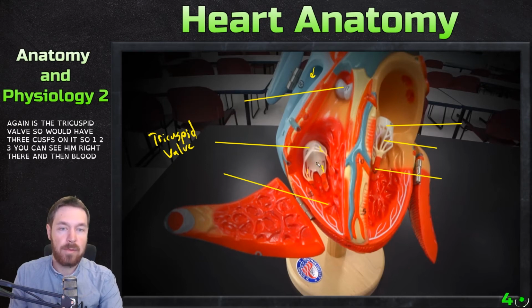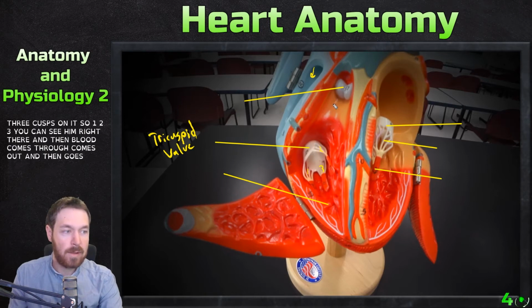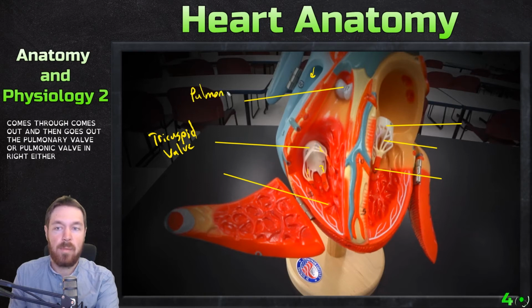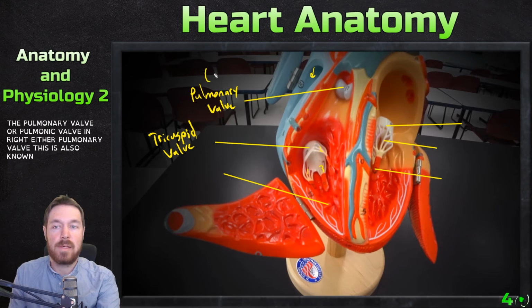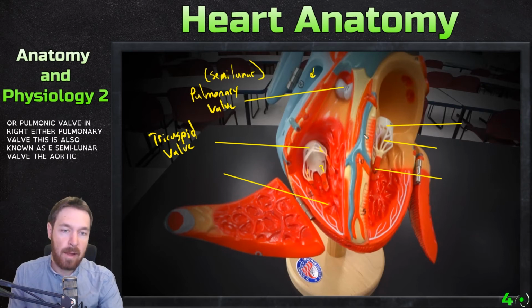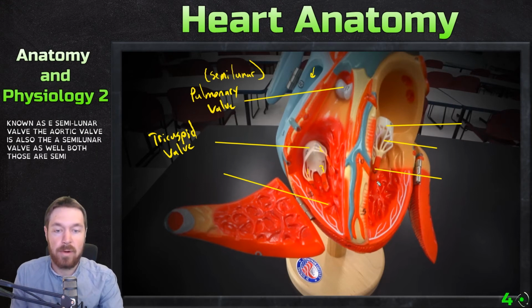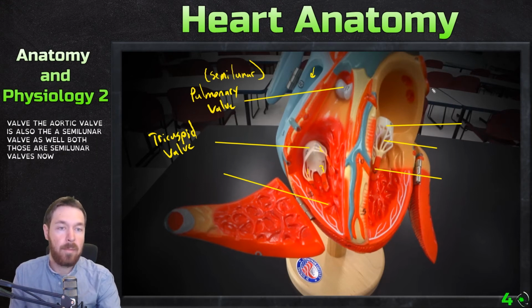And then the blood comes through, pumps out, and then goes out the pulmonary valve or pulmonic valve. You can write either. Pulmonary valve. This is also known as the semilunar valve. The aortic valve is also a semilunar valve as well. Both those are semilunar valves. Now we pump out, then we come back.